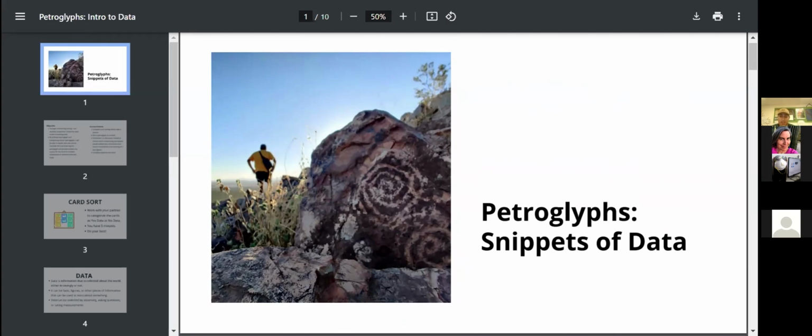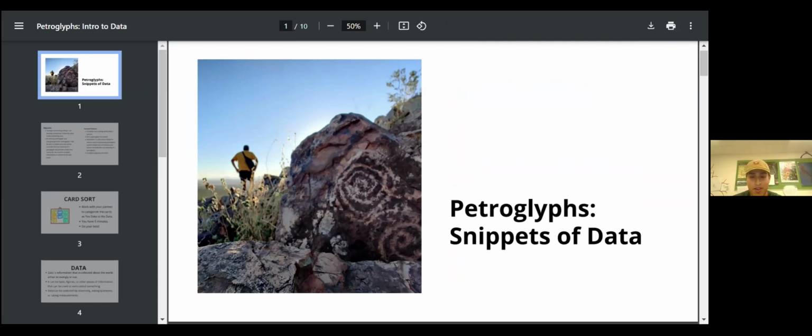So this is the first lesson I did, in the beginning of the school year. It's called Petroglyphs, Snippets of Data. If you see the petroglyph, that's a spiral, a common one, especially in southern Arizona. A lot of our students have ancestral ties to it and stories about these petroglyphs. It's fascinating because no one can really know the true meaning, but you can still make an inference, or a prediction.